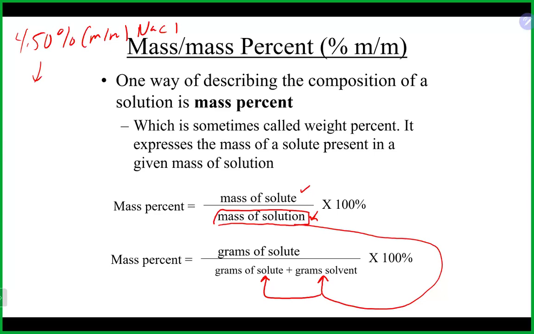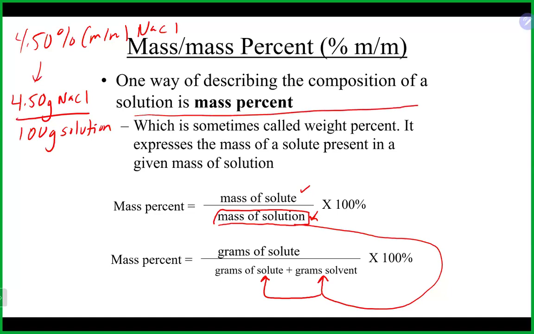So if you have 4.5% mass to mass sodium chloride, that basically means that you have 4.5 grams of sodium chloride per 100 grams of solution. So you could take that percentage and really just turn it into a conversion factor. You could also use it in the opposite way as well. You could flip it around and go 100 grams of solution over 4.5 grams of sodium chloride.